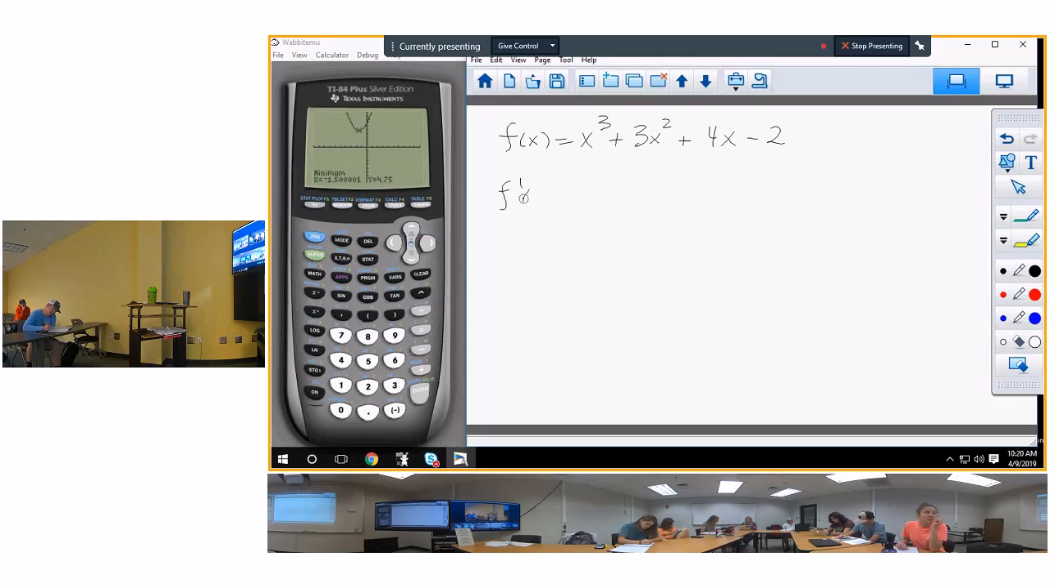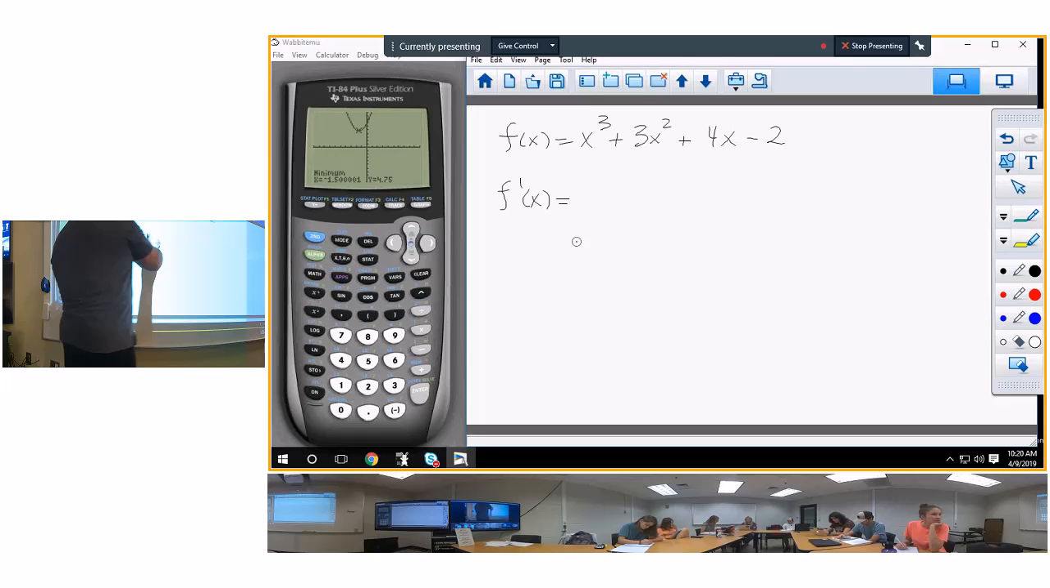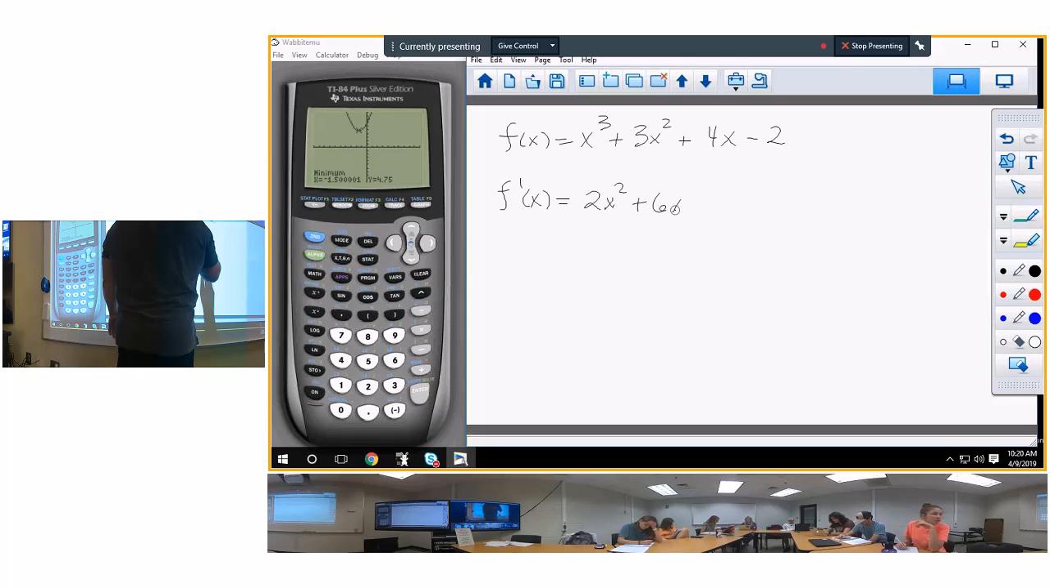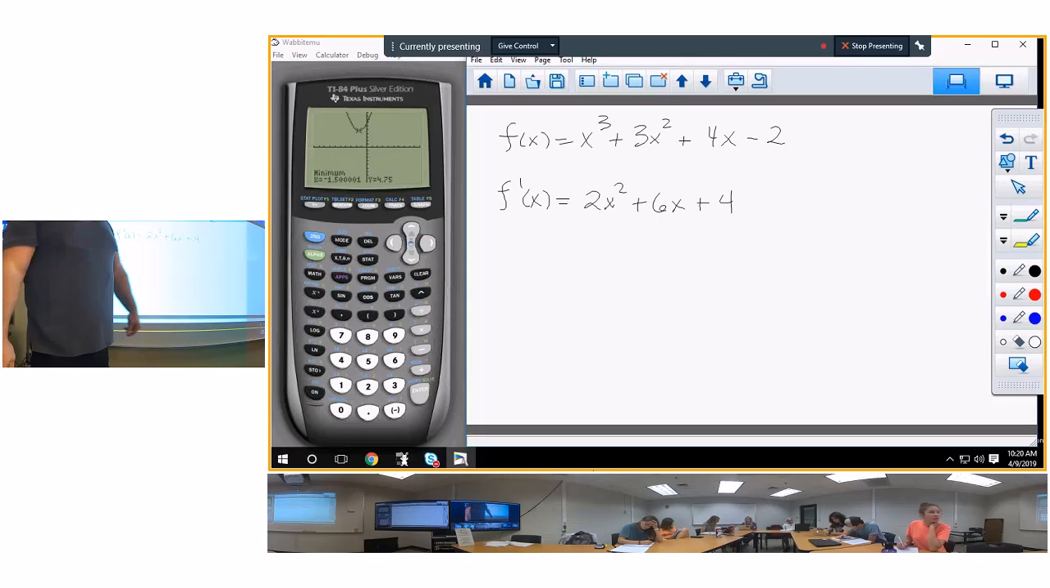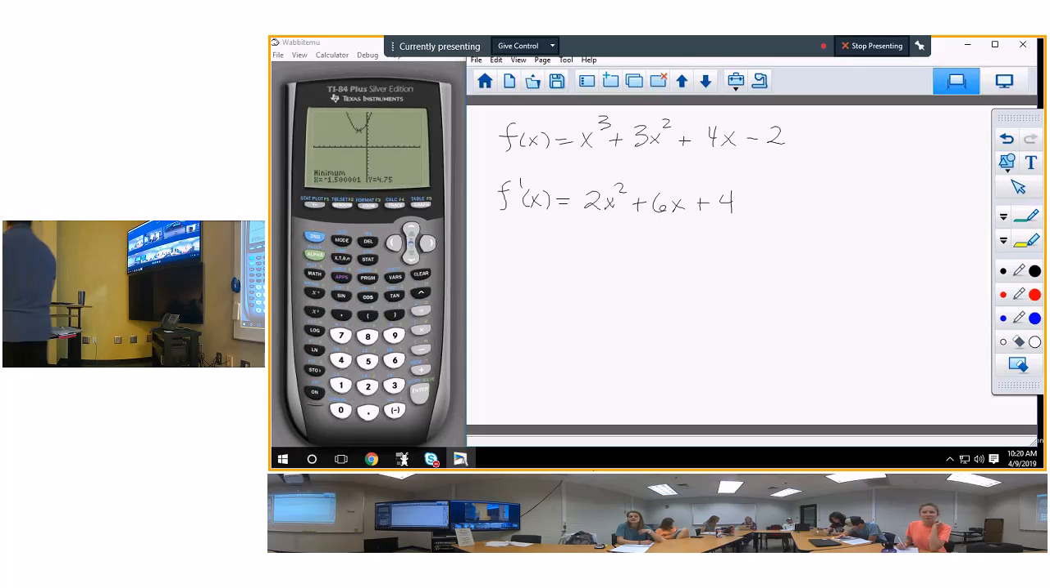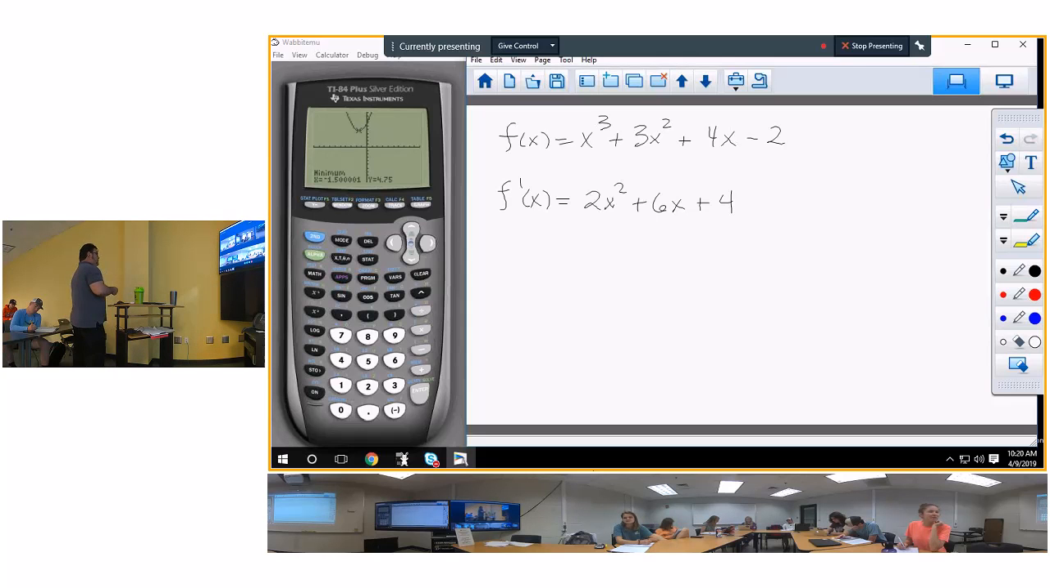F prime of x is equal to 2x squared plus 6x plus what? Now we're going to use what? We've got to set it equal to 0, so we're going to have to use the reverse FOIL or completing the... what? I think it's 3x. Oh, it is? 3x squared. Oh, thank you.